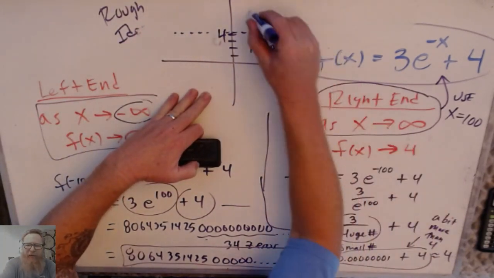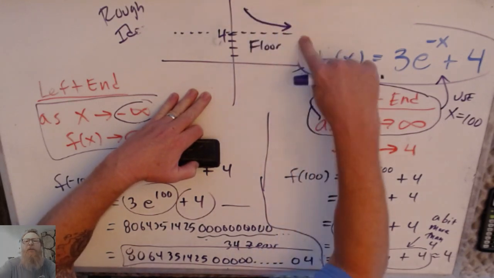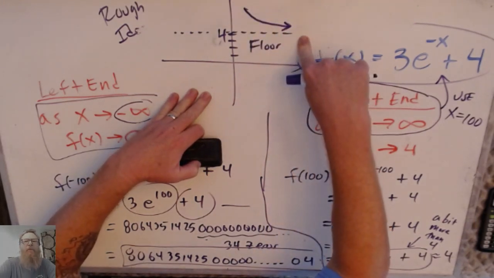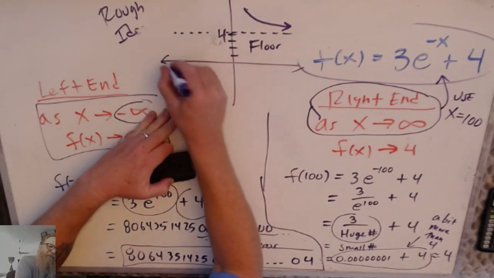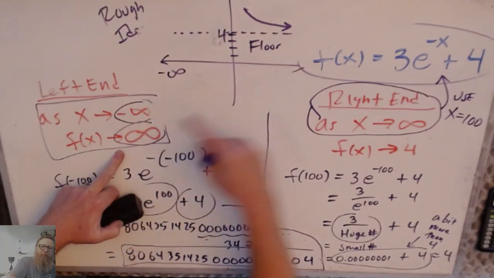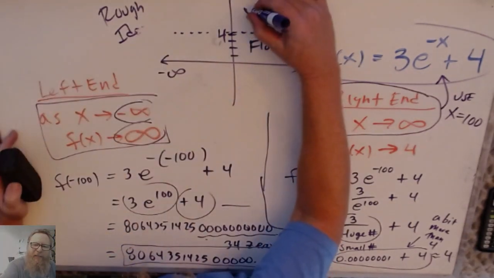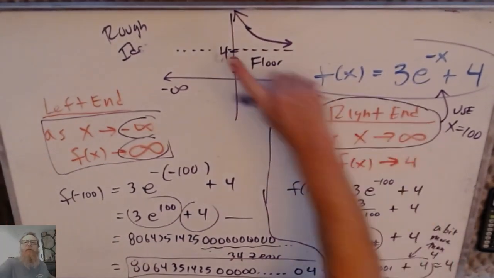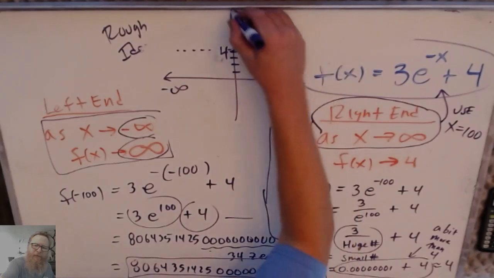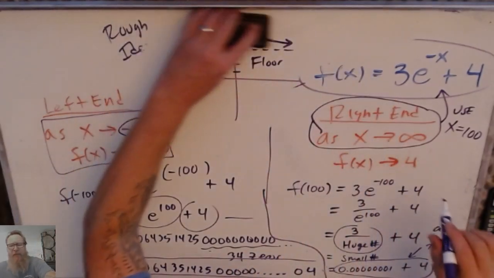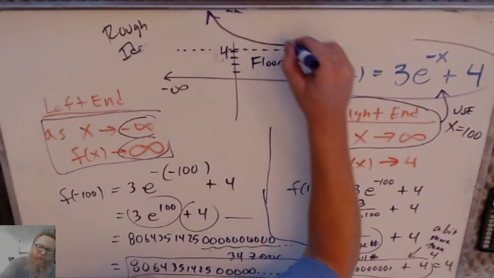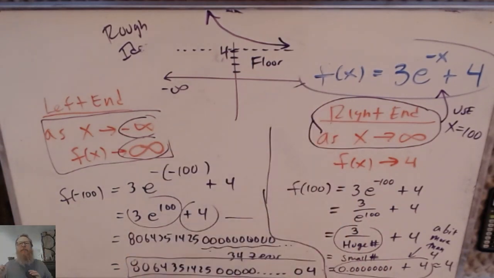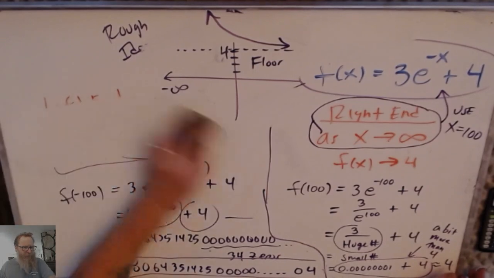As you go to infinity, this graph is going to get closer and closer to 4. As you go to negative infinity, this is going to blow up to positive infinity. So that's a rough idea of what the graph looks like. That does not count as my answer. It's just a rough idea of what's going on. Let's actually make a table and plot it.